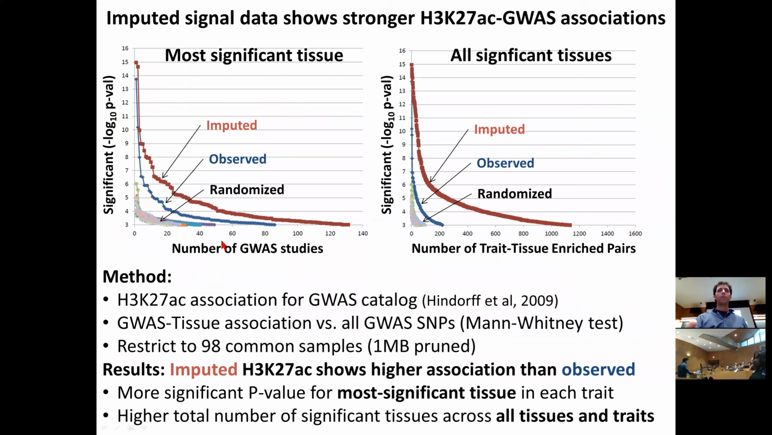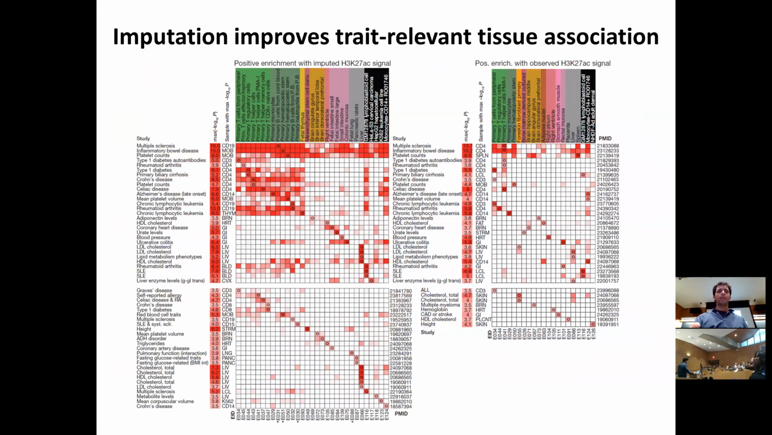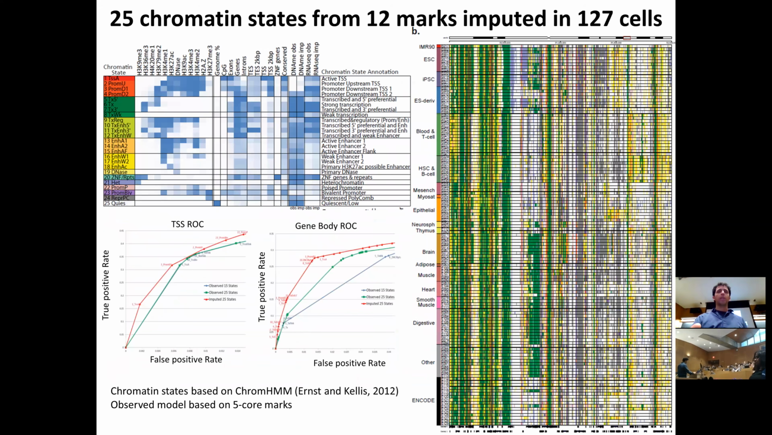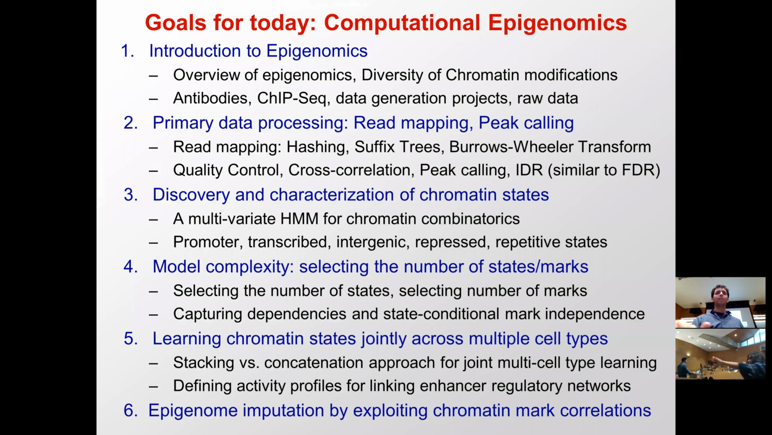Okay, so that's where I'll stop and say that this gives you an arsenal of tools for dealing with epigenomic data, both for primary data processing as well as higher order processing: understanding model complexity, learning chromatin states, and then imputing missing data.